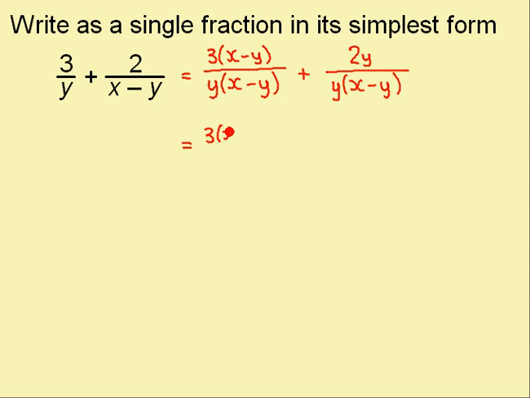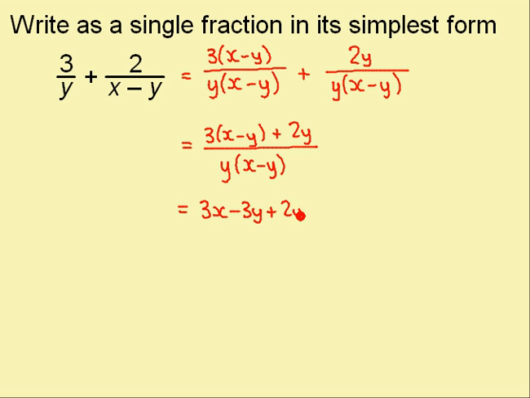So I've got 3 brackets x minus y plus 2y, and that's over the common denominator of y x minus y. Now I'm going to expand the bracket on the top here. So I've got 3x minus 3y plus 2y over this y x minus y. And now I can simplify the top. So I've got 3x minus 3y plus 2y is minus y, and that's over y x minus y.